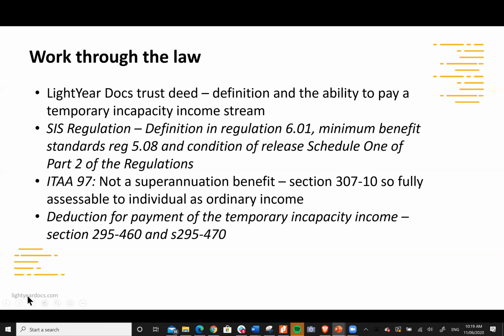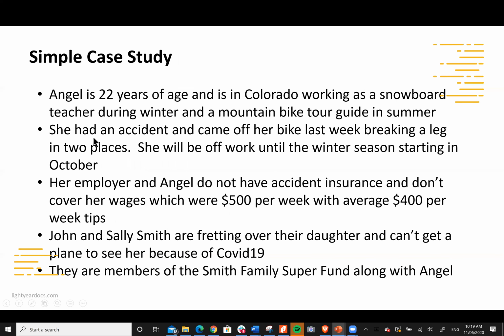So let's go back and refresh our minds. Angel's 22 years of age. She was receiving $500 per week or $2,000 a month, and she was getting probably $1,600 a month in terms of tips. So we'll have a look at both of those.